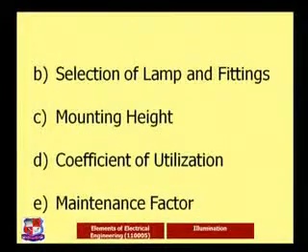The second one is the selection of the lamp and the fitting. Which type of reflector do we want to use: diffuse type, concentration type, direct type, or indirect type lighting schemes? Depending on that, we can select fittings as well as the type of lamp, whether a CFL is required or whether a tube light is required. So the application area is very important in this case.